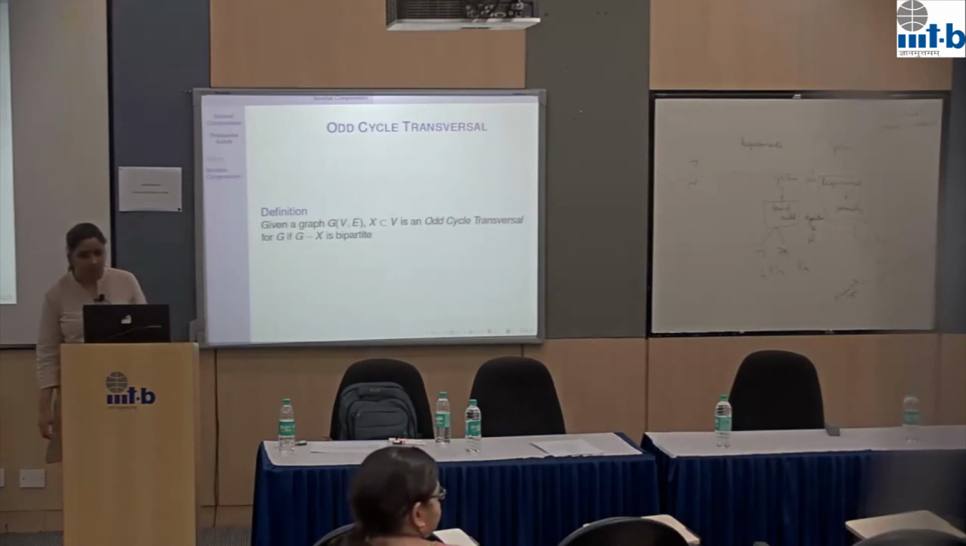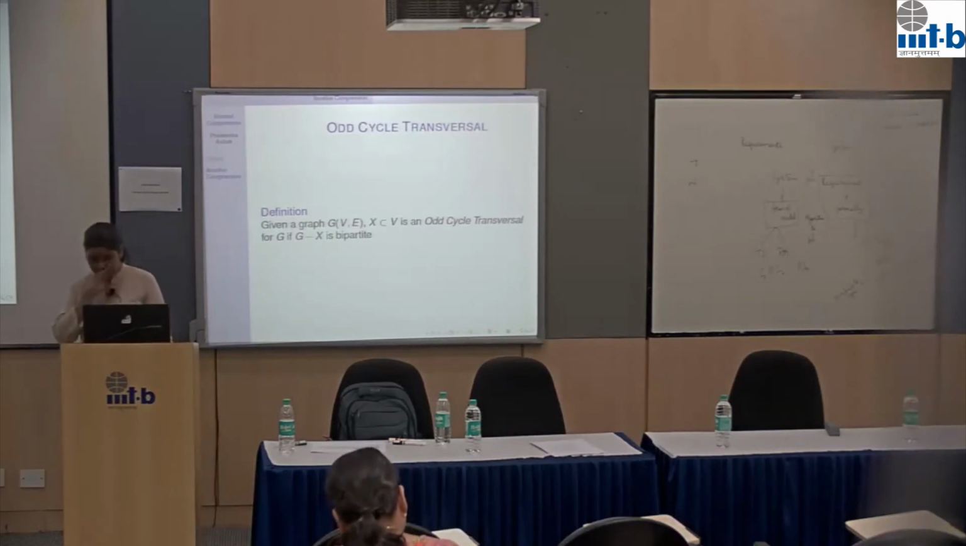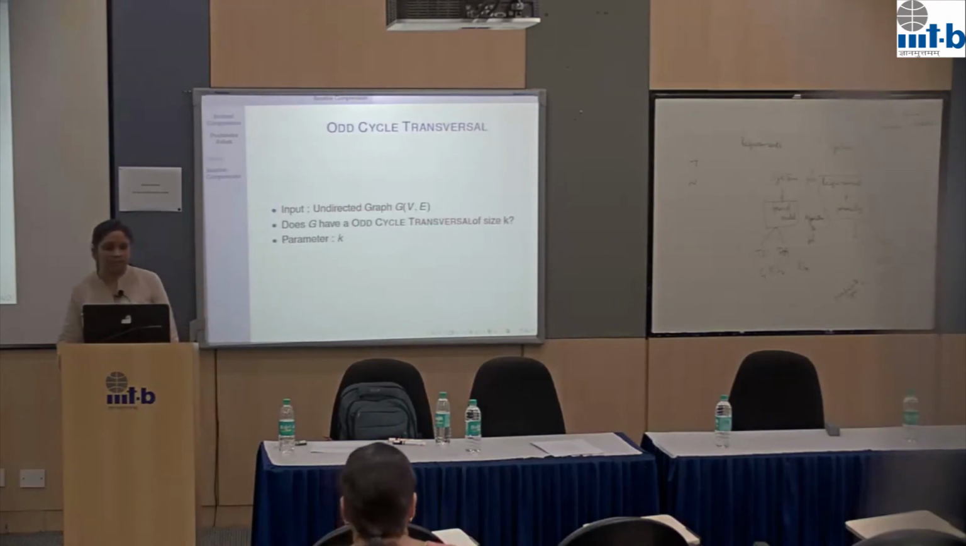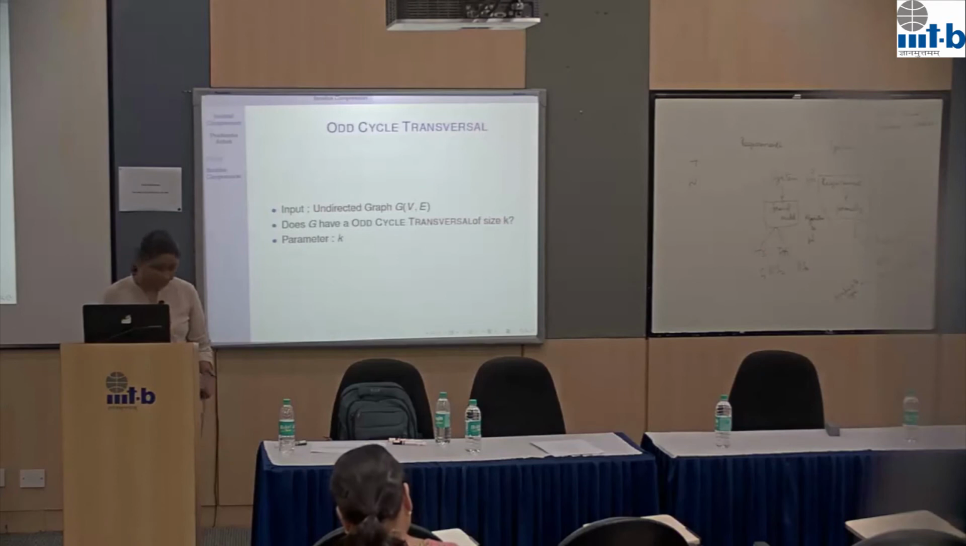Given a graph, X subset of V is an odd cycle transversal for G if G minus X is bipartite. So you remove the vertices X from it, you get a bipartite graph. Okay, and the parameterized problem is this. Given an undirected graph, does G have an odd cycle transversal of size k, and the parameter is k. We'll try to use iterated compression for this.